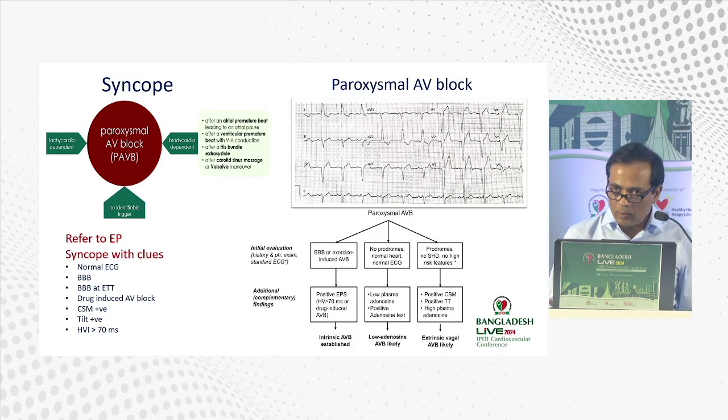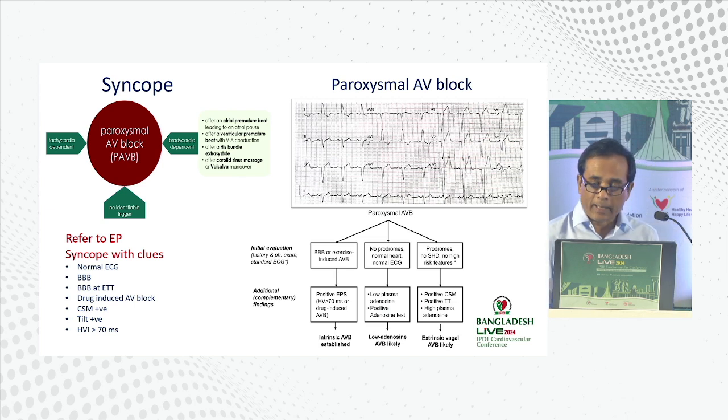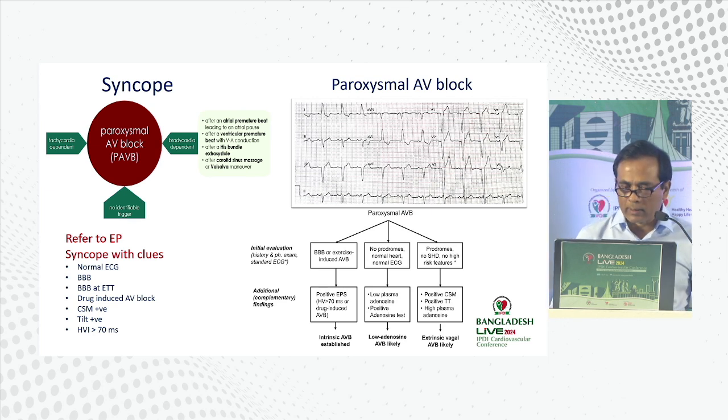There is another group of patients who have syncope, the suspected case of paroxysmal AV block. In this case, the patient has given only a history of syncope, and similarly there are no clues. ECG is normal, Holter is normal, echo is normal, but the patient has recurrent syncope. We have to look carefully, as the underlying ECG may give some clues.